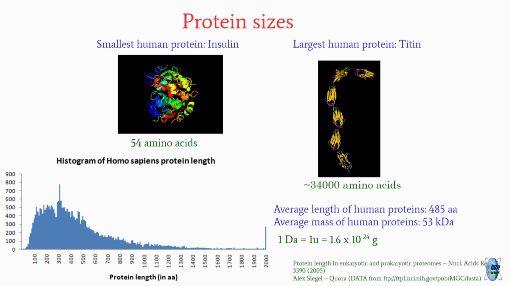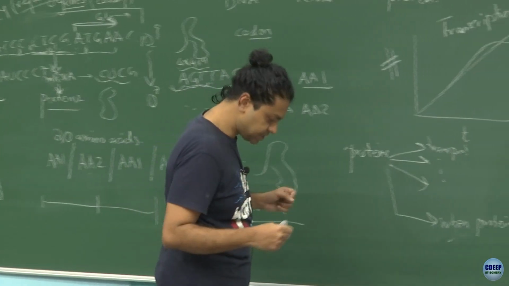If you think about protein lengths in amino acids, you have some distribution. Roughly around 300, 400 is about where the mean is. So the average length of human proteins is around 485 amino acids, and the average mass is about 53 kilodaltons, where 1 dalton is something like this. So there is a broad variability in sizes.